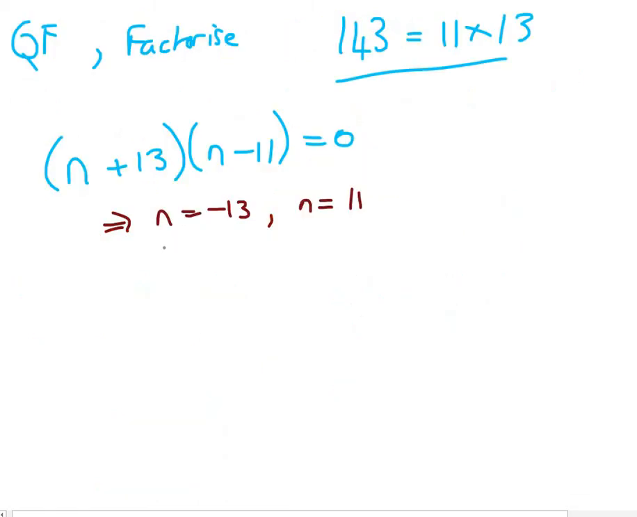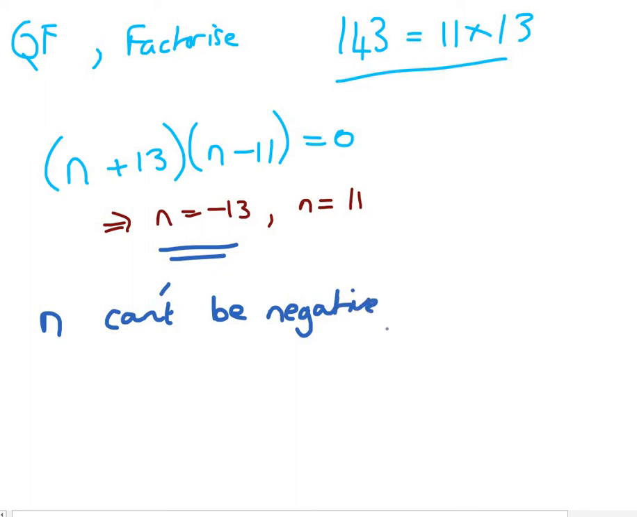Now the alarm bell should be ringing with this answer. Can n be negative? No. n can't be negative because the number n denotes what term we're at in the sequence, and you can't have a negative term. Therefore n equals 11, i.e. 272 is the 11th term.